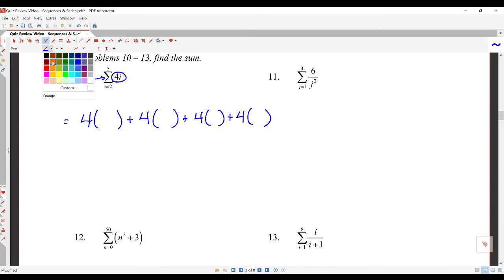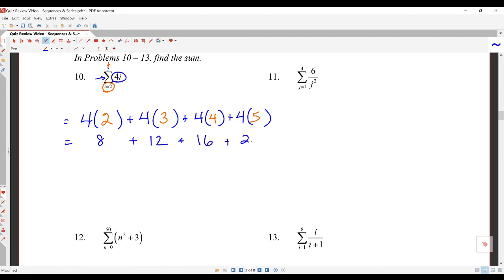Now, what are we actually adding? Well, we're adding numbers that start with 2 and go up to 5. So we're going to plug in 2, then 3, then 4, then 5. I knew we were going to stop at 5, that's why I only drew 4 of these, but if necessary, we would do more. So 4 times 2 is 8, 4 times 3 is 12, 16 and 20. So 8 and 12 give me 20, plus 20 is 40, plus 16 is 56.